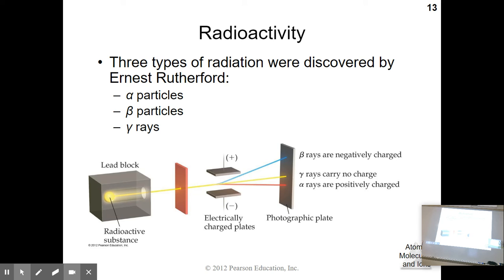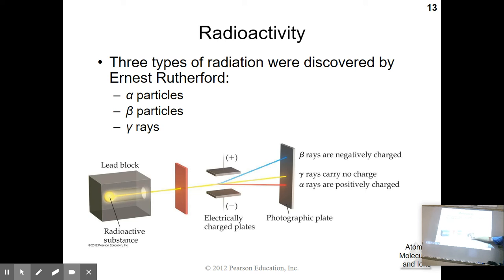Anyway, he did these experiments and found that these different types of radiation had different charges. So what he did was he had a lead block, because lead helps to prevent any radiation from going out into the open. Inside that lead block, a radioactive substance, had a hole right here. That hole is the only place where the particles could escape. And then he had in here two plates, positive, negative. And those plates were charged with those specific charges.